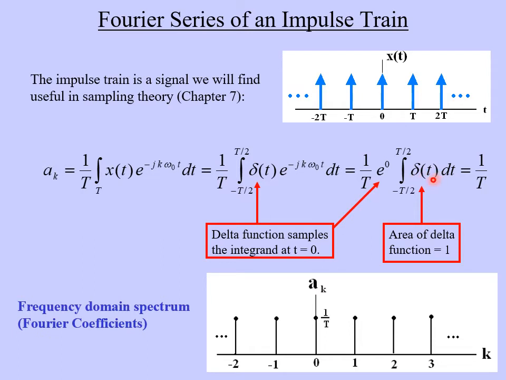That's great news, because remember, the integral of a delta function is just 1, because the area under the curve of a delta function is always equal to 1. So this integral goes away, as does the e to the 0 power, and we're just left with 1 over the period. So for an impulse train like this, its spectrum, or frequency domain representation, is just a series of values, and each value is equal to 1 over the period. It's the same value for all values of k, because notice there's no k in this result. In other words, every a sub k is equal to 1 over T, which is shown in this result down here.